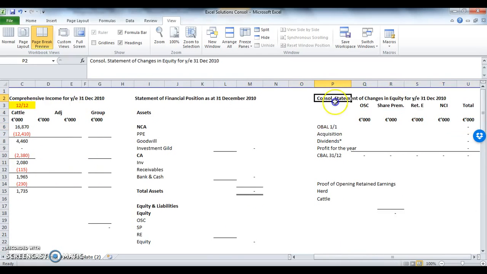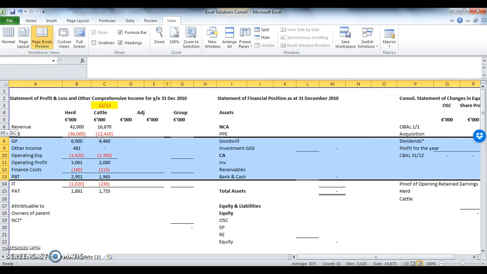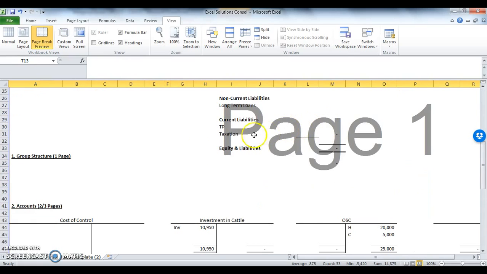And finally, 1 page for a statement of change in equity. You may not want to leave this at the end, or just leave an extra column or 2 in case some things appear as you go through the question. But leave those things. And now, some people like to do just a small half a page or a page to identify the group structure.